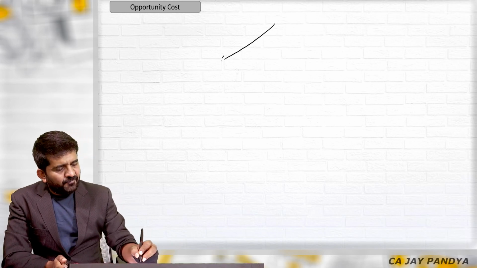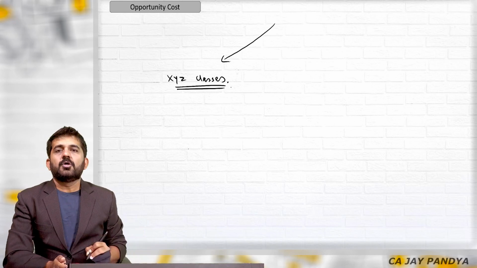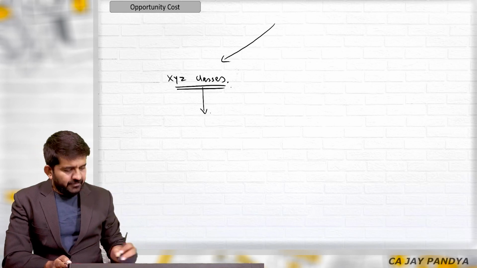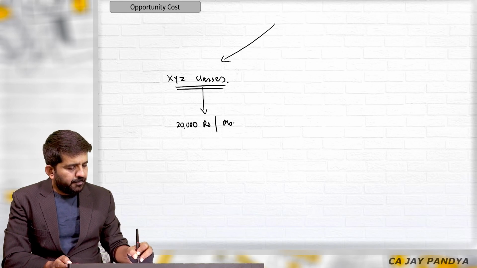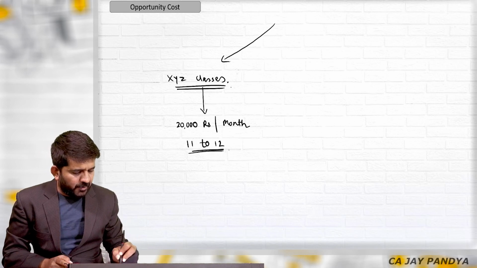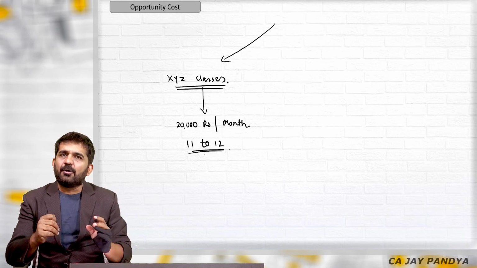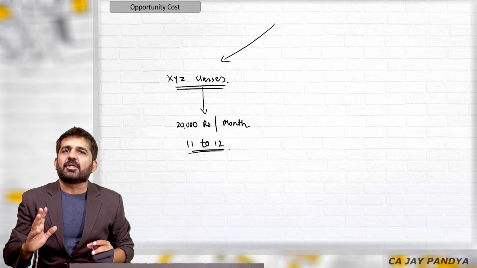Let us go to another concept, which is opportunity cost. Try to understand. I am a faculty by profession. I teach taxation, I teach accountancy, I teach finance. There is one classes, XYZ classes, which offers me that they will give me 20,000 rupees per month if I take a lecture between 11 to 12 in the morning. So I'll have to go to XYZ classes, I will conduct the lectures, and I will be getting 20,000 rupees per month.